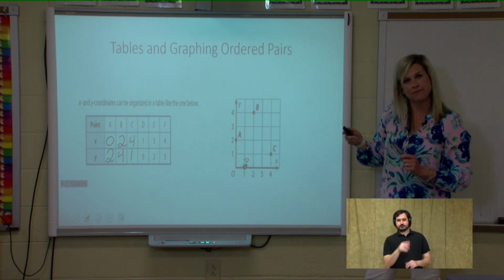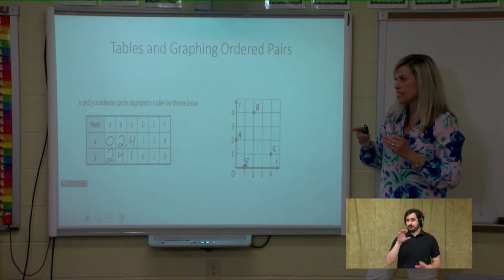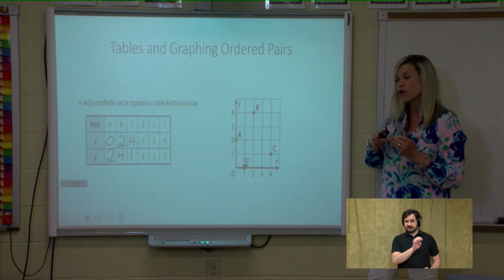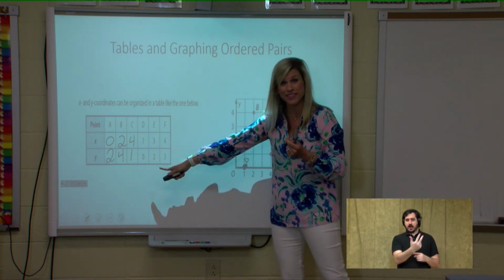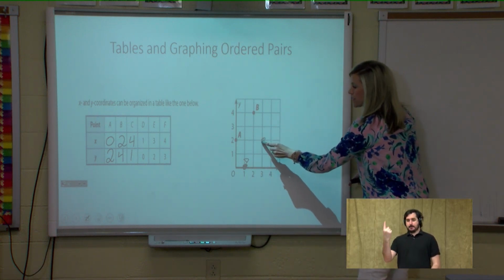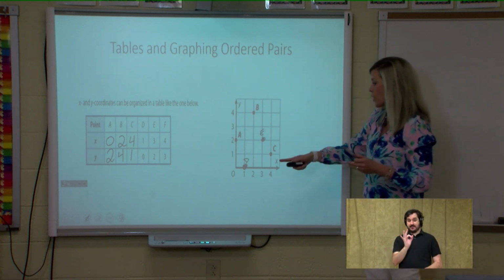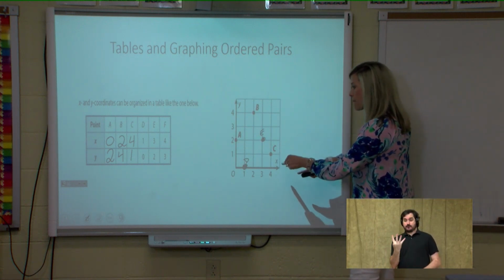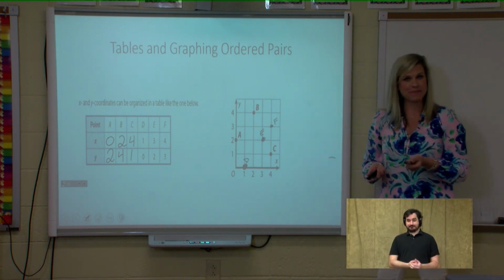Look at E. On this table, for E, the point on X is over 3, and then Y is 2. Over 3, up 2. There it is, E. And then F, over 4, up 3. There it is.